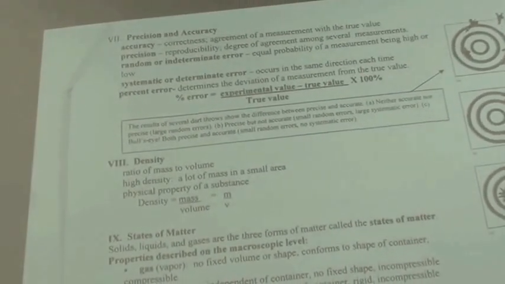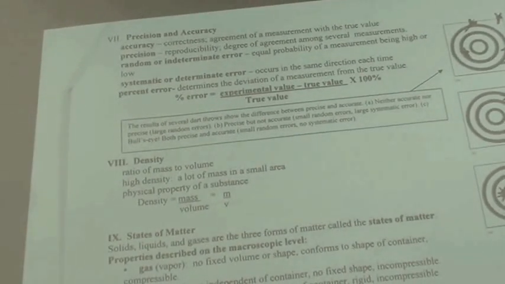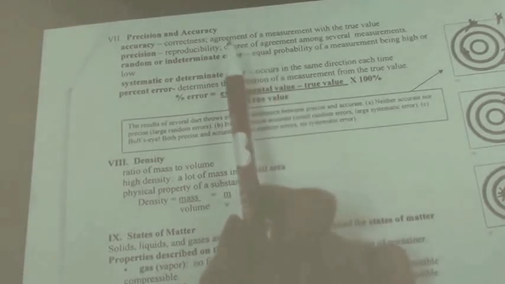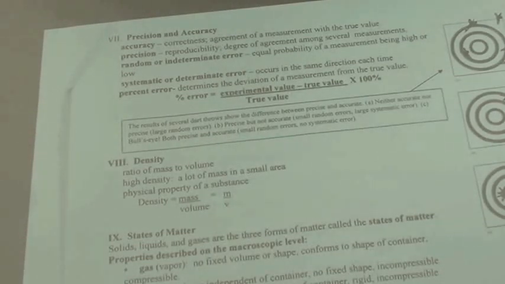Precision and accuracy have very specific meanings in science. Accuracy means correctness. If you're going for 100% accuracy on your test, you get 100. It means the agreement of a measurement with a true value. If the true value is 97 and you get 97, you are accurate.